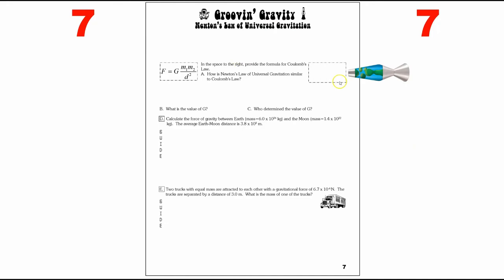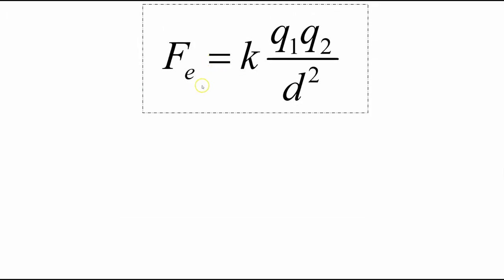Continuing with our little bit of a throwback here, groove and gravity. In the space to the right, provide the formula for Coulomb's law. This is on page 0 of your study guide or right here. Electrical force is directly proportional to the product, multiplication of the two charges. Electrical force is inversely related to the distance squared. And the K is Coulomb's proportionality constant, that 9 times 10 to the 9th Newton meters squared per Coulomb squared.